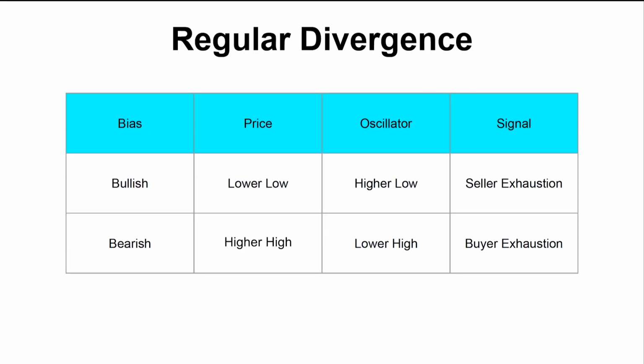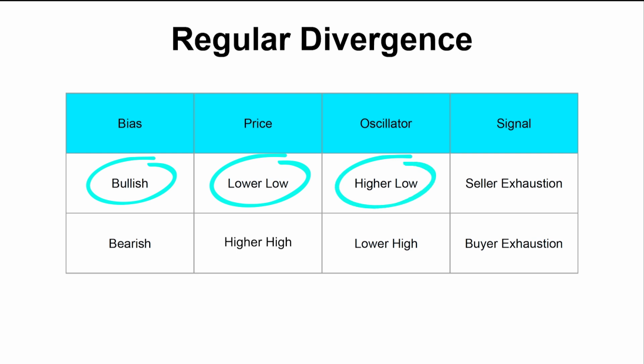First, let's talk about regular divergences, or regular divs. Regular divs are usually found at the top or bottom of a trend and warn us that a trend may be coming to an end. A regular bullish divergence forms when price makes a lower low, but the oscillator makes a higher low. This nuanced discrepancy tells us that there is weakness from the sellers. This signals potential seller exhaustion and potentially a trend reversal. You'll usually find this type of divergence at the bottom of a trend, not the top.